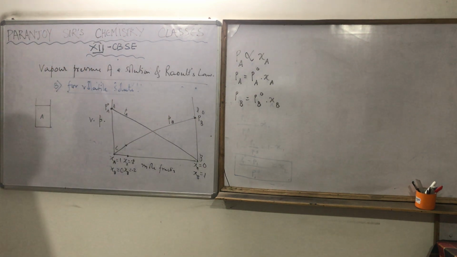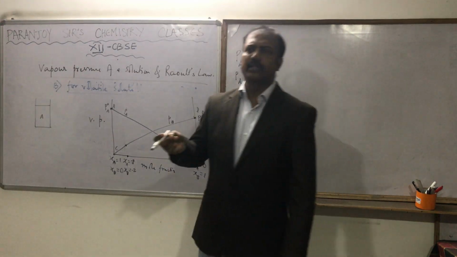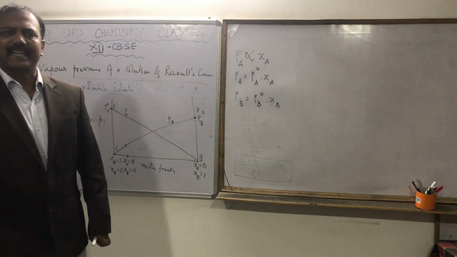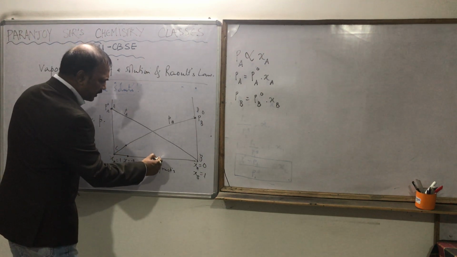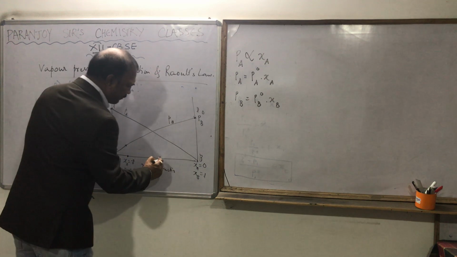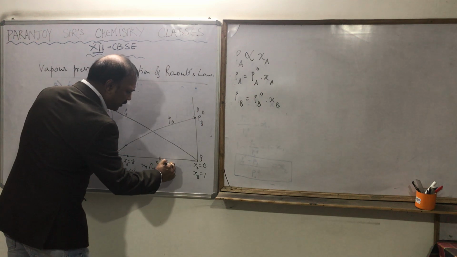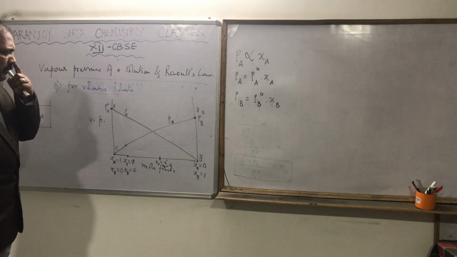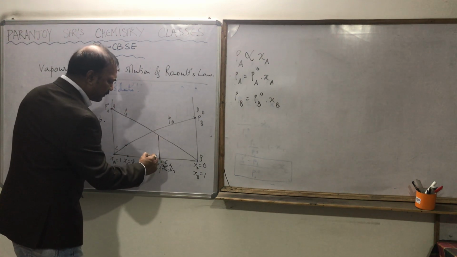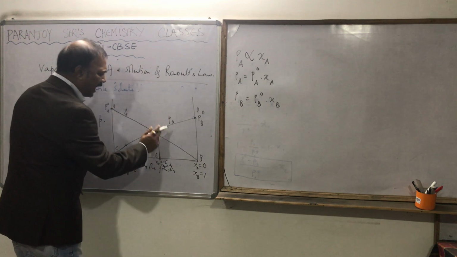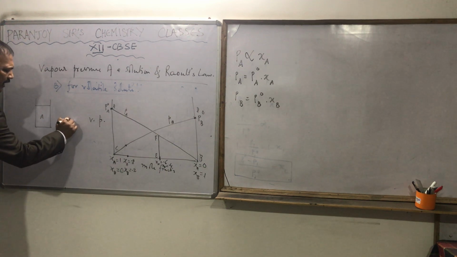Now what is the total vapor pressure at the condition when XA equals 0.6, suppose? So XA equal to 0.6 means XB equal to 0.4. At this condition, what is the total vapor pressure? How can we get it? Let us give this segment a name, EF. EF is the vapor pressure of A, that is PA.